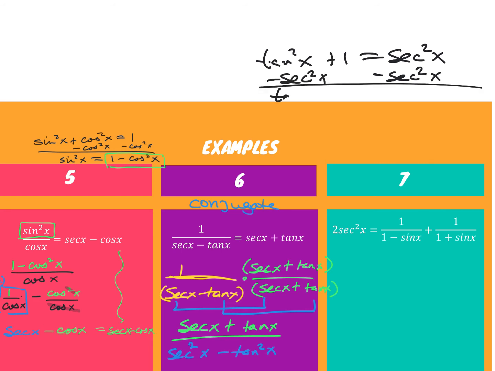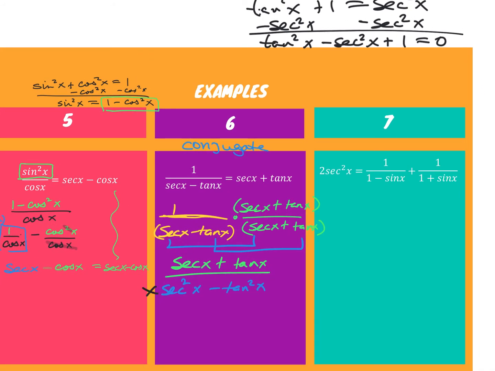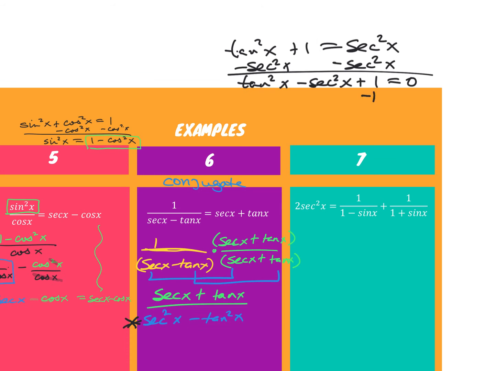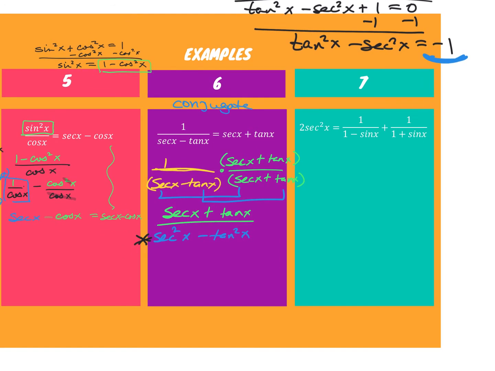And then I get tangent squared x minus secant squared x plus 1 equals 0. And again, I want it to look like the blue. So I'm just going to move the 1 over. And now I have tangent squared x minus secant squared x equals -1. This is what I'm going to substitute for the blue. So now I have the green, secant x plus tangent x, and then it's divided by or over -1.